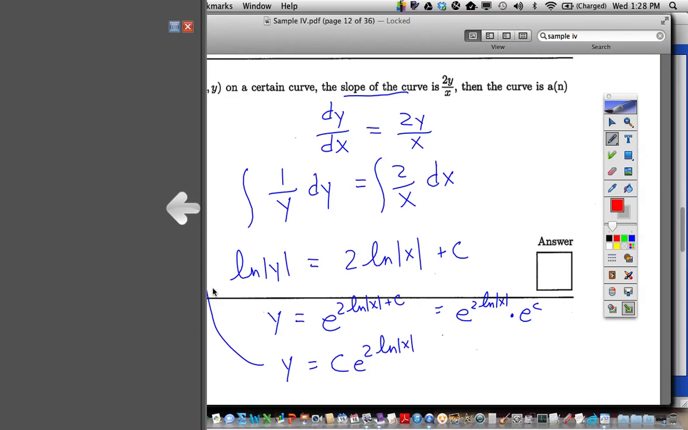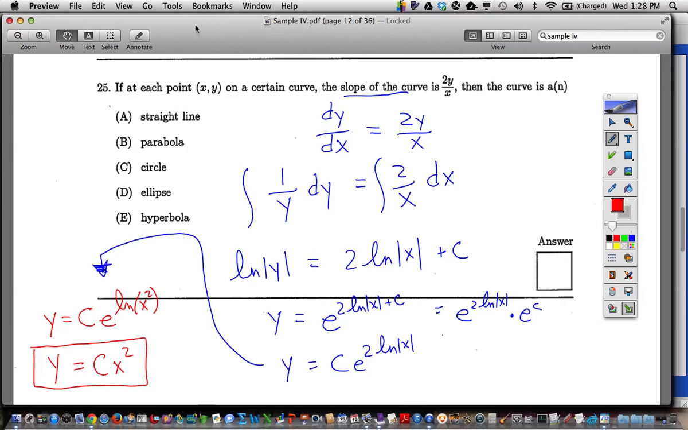Whenever you have an e raised to an ln, a big red flag goes up: wait a minute, those cancel each other out, right? The e to the ln. The problem's the 2's in the way. What can I do with the 2? Put it right up in there. Once I put it up in there, x squared, of course, is always positive, so the bars don't really matter at that point, okay? And so the e to the ln x squared and e to the ln inverse cancel each other out. So this becomes just x squared. So it's some constant times x squared, which is a parabola. A parabola, yes.